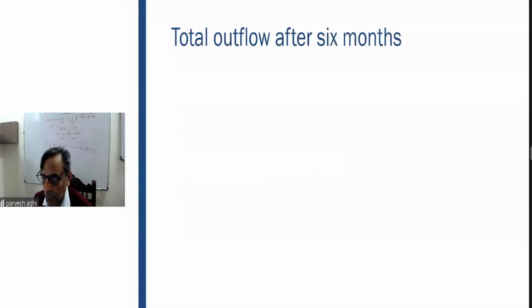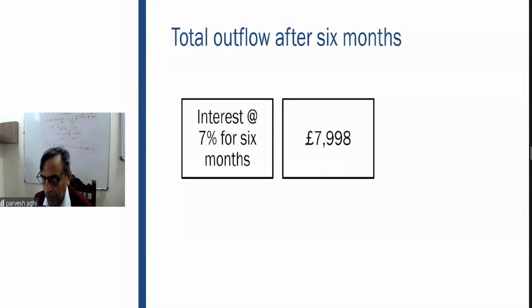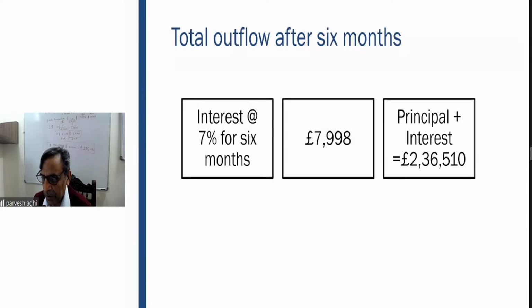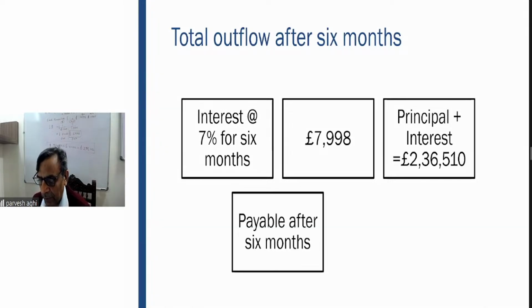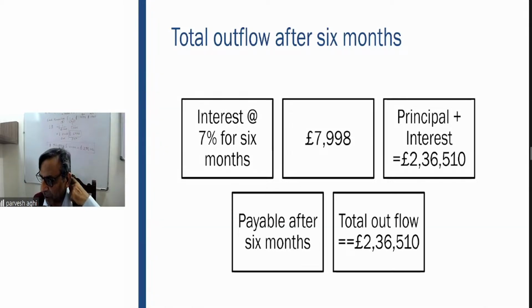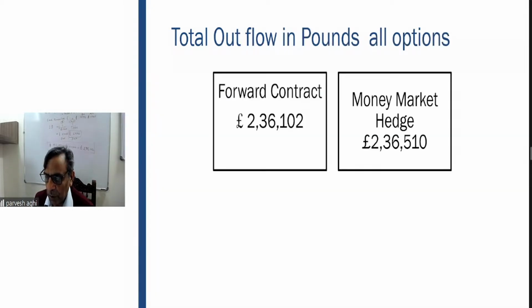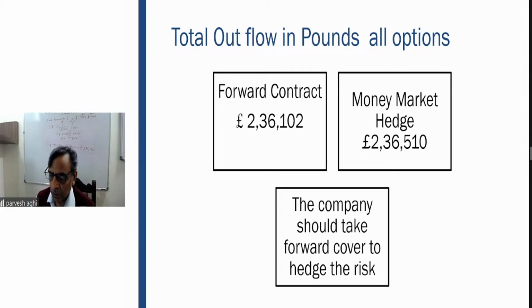When he borrows, he has to pay a 7% rate of interest. Okay. That is given. So the interest liability is this, and principal plus interest becomes 2,36,510 payable after 6 months. So this will be the total outflow in terms of pounds. Now, if we compare both, the outflow in the money market hedge technique was 2,36,510. In the forward contract, the outflow was 2,36,000. So the company should take a forward cover to hedge the risk.